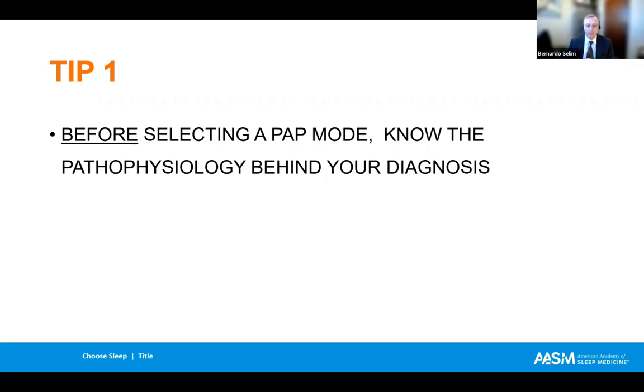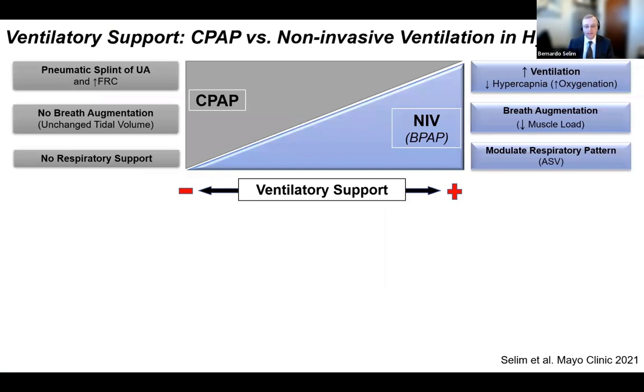This is why tip number one is, before selecting a PAP mode, you need to know the pathophysiology behind your diagnosis. And why is that? Because in front of you, you have the positive airway pressure devices, the spectrum. On one hand, on your left, you will see the typical CPAP. You're very familiar with them. These are devices that produce splinting of the upper airway. They will increase a little bit the functional residual capacity with secondary gain of better VQ matching and a little better oxygenation, but there is no breathing augmentation. There is no respiratory support.